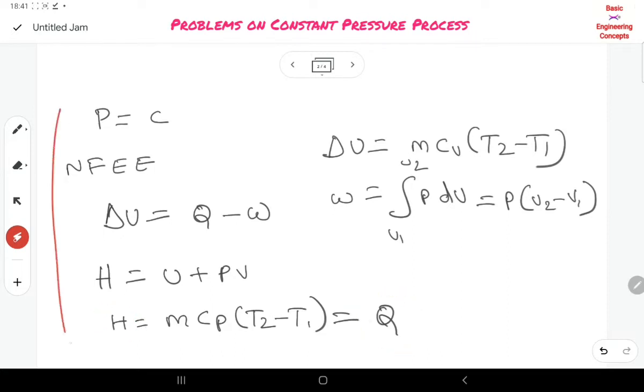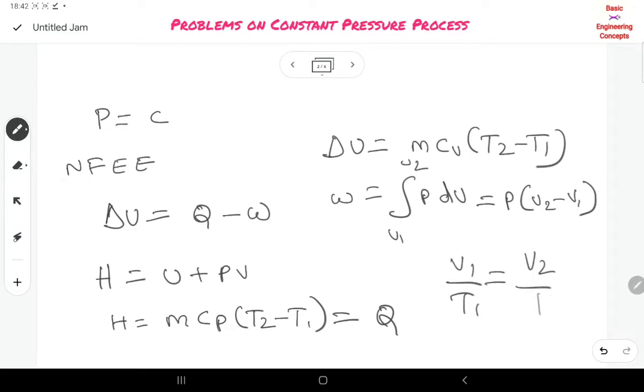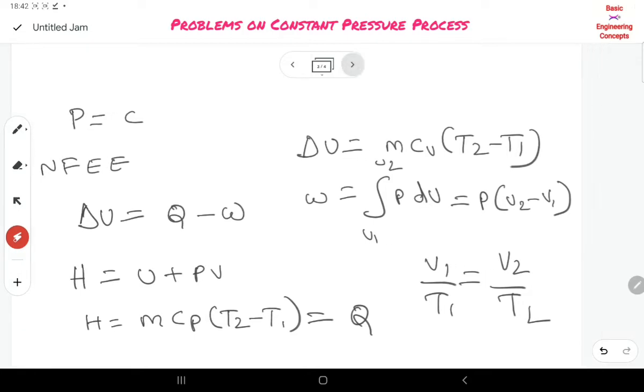These are the fundamental basics, and the equation is V1 by T1 equals V2 by T2. At the same time, the characteristic gas equation is also there. So by using all these equations, we are going to solve a few problems on this constant pressure process.